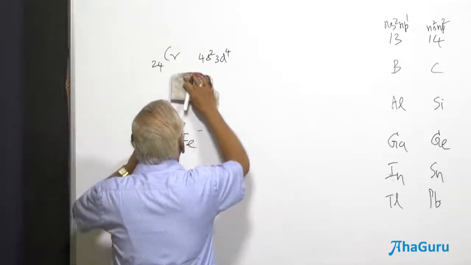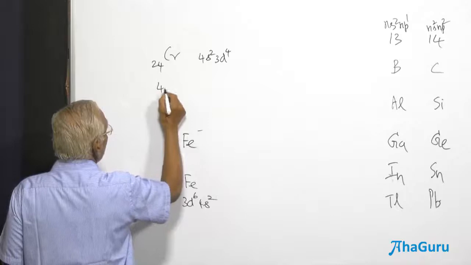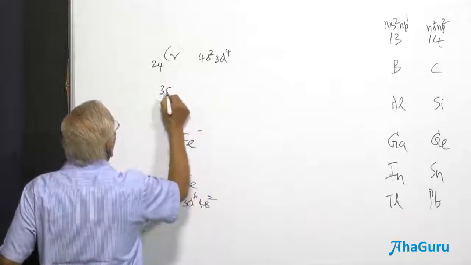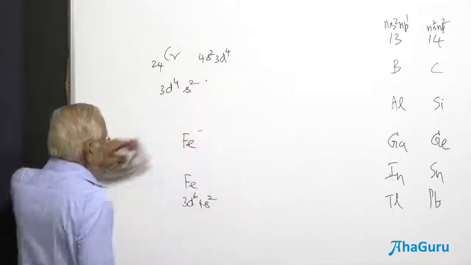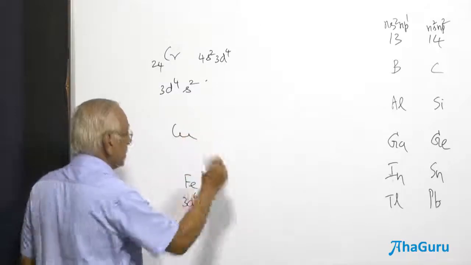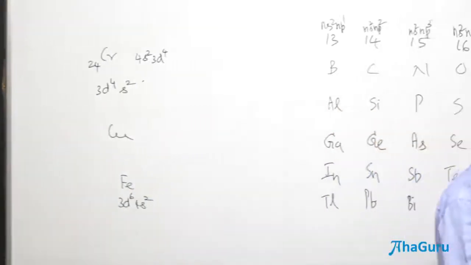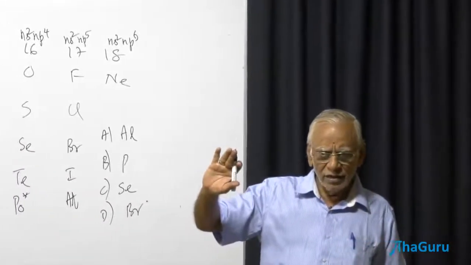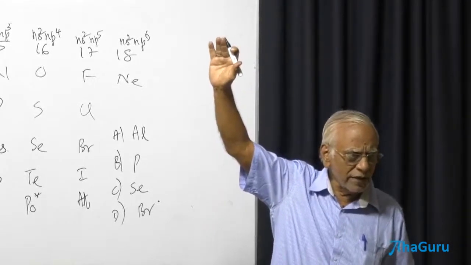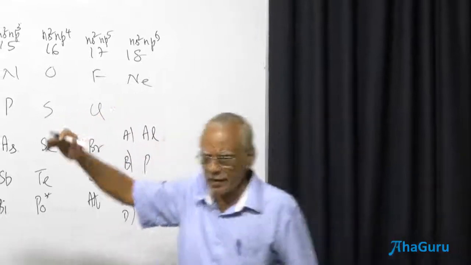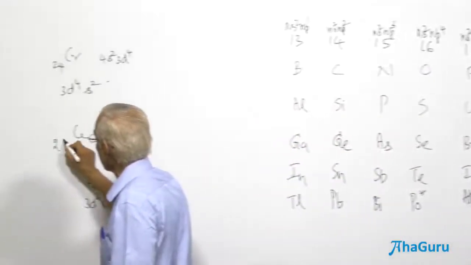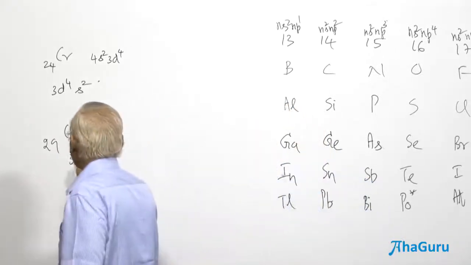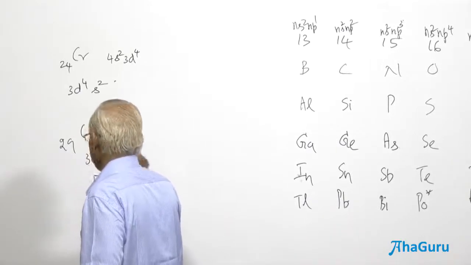Same way, what about the electronic configuration of chromium? It is going to be 3d4 4s2. What is going to be the electronic configuration of copper as per the Aufbau principle? Tell me. Up to 4s2, how many electrons? 20 electrons. How many more? 29. Atomic number is 29, please remember. As per the Aufbau principle, 4s2 3d9. But you are going to write this as 3d9 4s2.